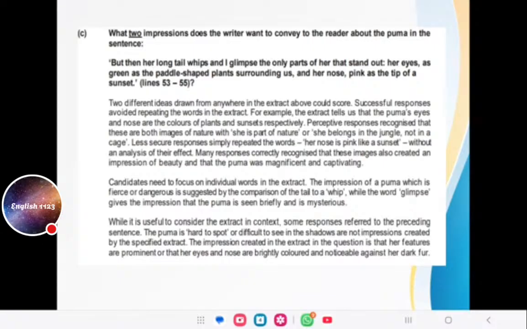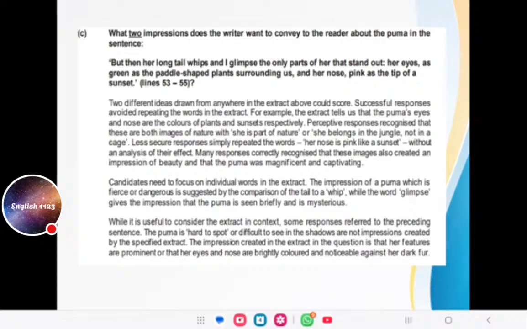Here you have the comparison of the beauty of the animal. You need to look for words and then explain those words if you know the connotation of these words. What actually whipping of the tail means, what actually glimpse means. So for that, definitely you need to come up with the understanding of the whole text and understanding of these words also. That's all for now, and we are done with the impression question.